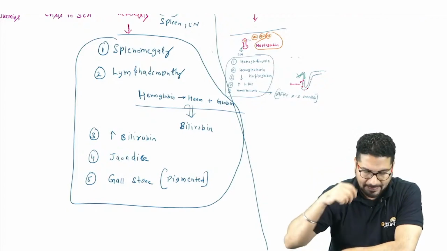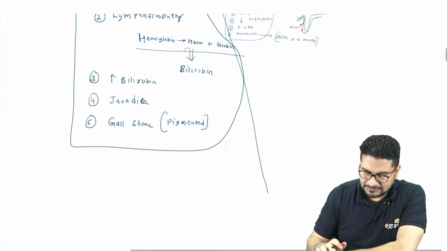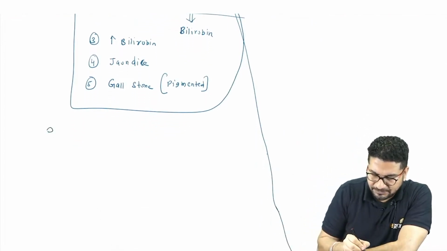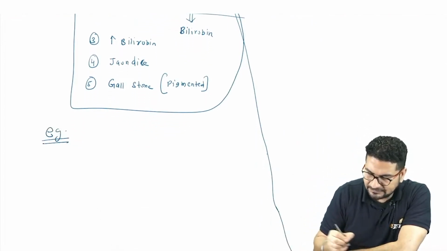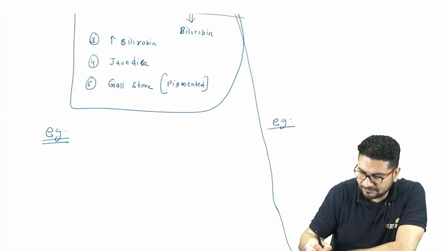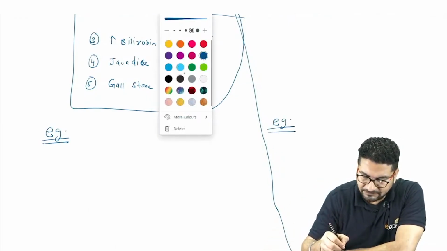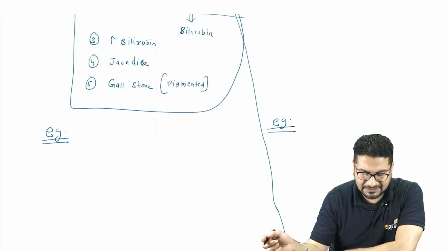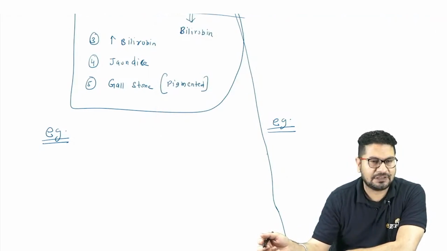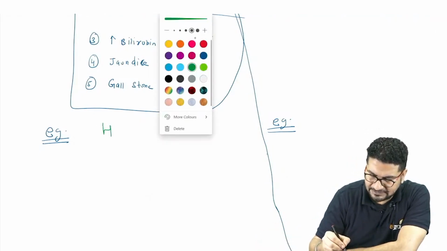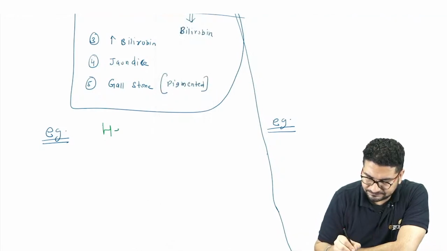Am I clear? Now understand, you should know the examples of diseases where you will see predominantly extravascular hemolysis, and the examples of diseases where you will see predominantly intravascular hemolysis. So let's see them one by one. What are the examples of disease where you will see predominantly extravascular hemolysis? Extravascular hemolysis you can see in hereditary spherocytosis.